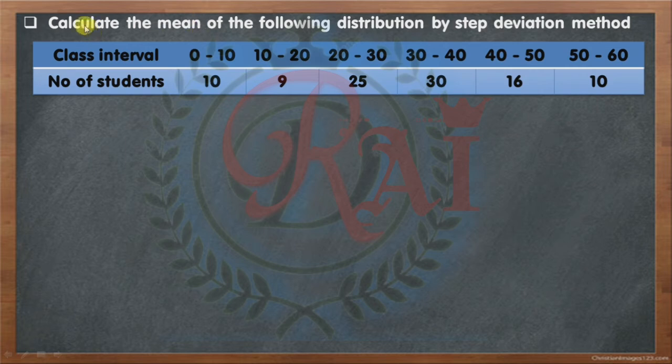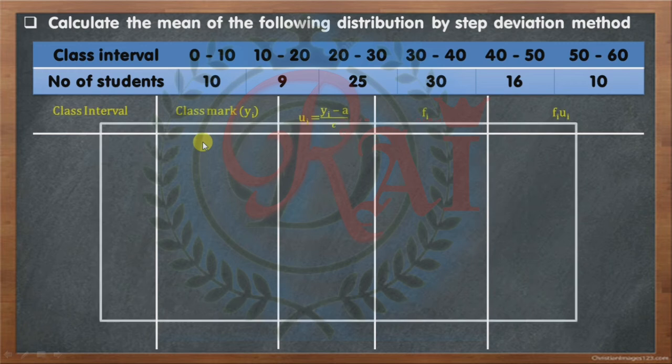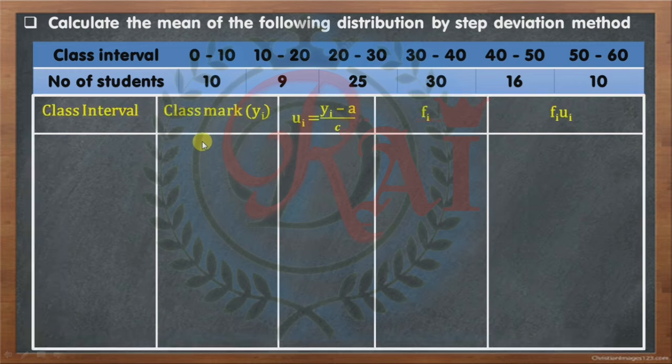Next question. Calculate the mean of the following distribution by step deviation method. So first we'll calculate the class width. Class width means upper class limit minus lower class limit. So in this case 10 minus 0 is 10. Then we'll construct a table.